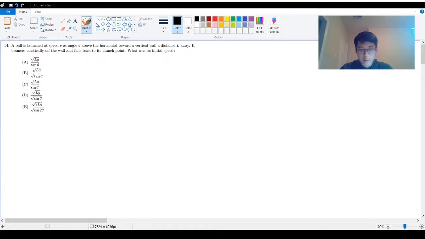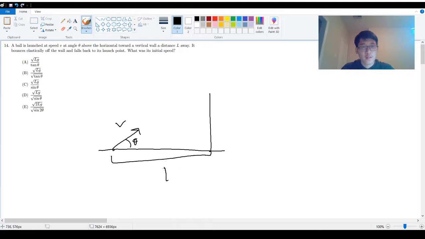Hey everyone, now we're on to question number 14 in the 2019 B test. The question reads, a ball is launched at speed v at angle theta above the horizontal toward a vertical wall a distance L away. So draw this out. You have a ball launched at this speed v at this angle theta, and then it reaches this vertical wall a distance L away.